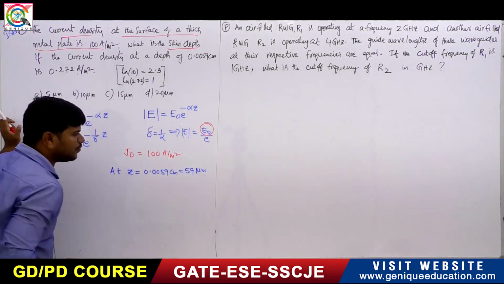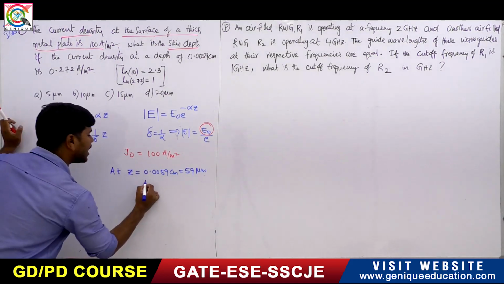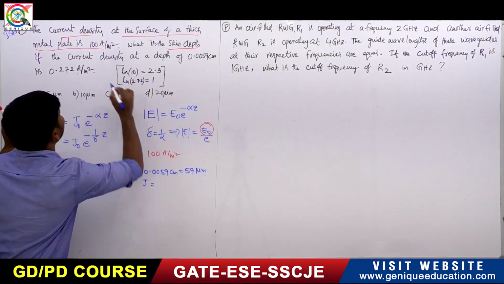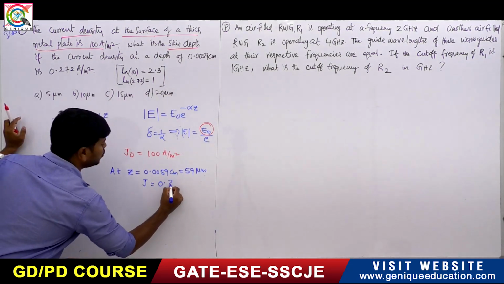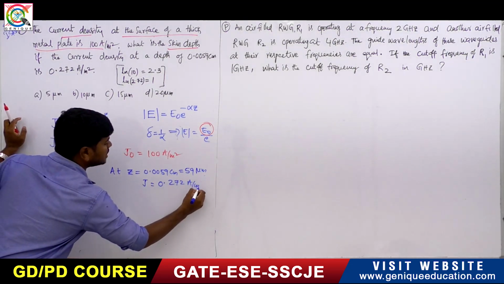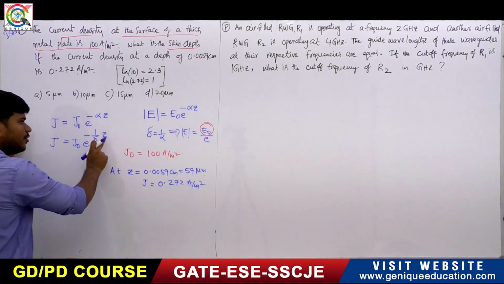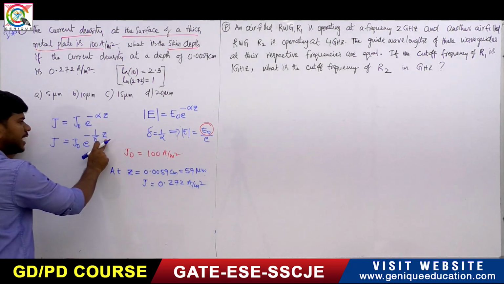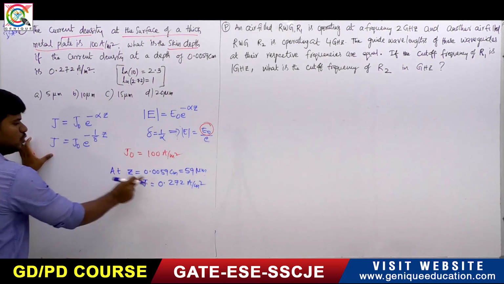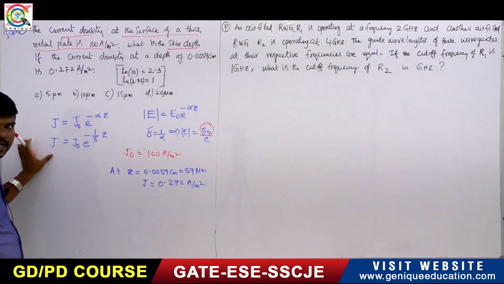So at z equals 59 micrometer, now what will be the current density? The current density is given by 0.272 ampere per meter square. That means if you put z equals 59 micrometer here, you will get 0.272 ampere per meter square.